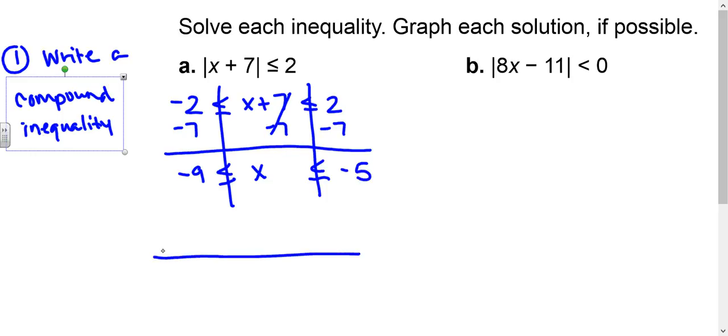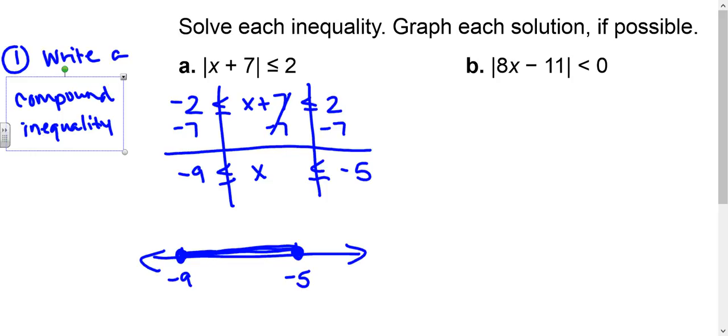So I should be able to graph this on a number line. I have -9 and -5, and it says equal to on both, so they're going to be closed circles. Then x is supposed to be less than or equal to -5, but greater than or equal to -9, so it's going to be in between these two. That means if I plug in any number between -9 and -5, or those numbers also because it's equal to, then it should work for x.